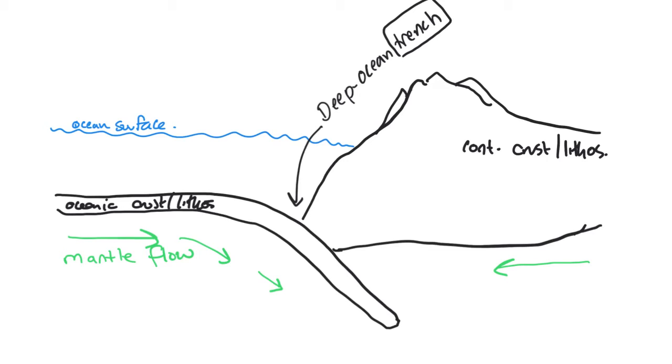So in geology, if you see this word trench, it implies a deep ocean trench, and that pretty much always implies that subduction is occurring in that area. So if we see a trench off the coast of a continent or in the middle of the ocean, we can be reasonably sure that subduction is occurring there.